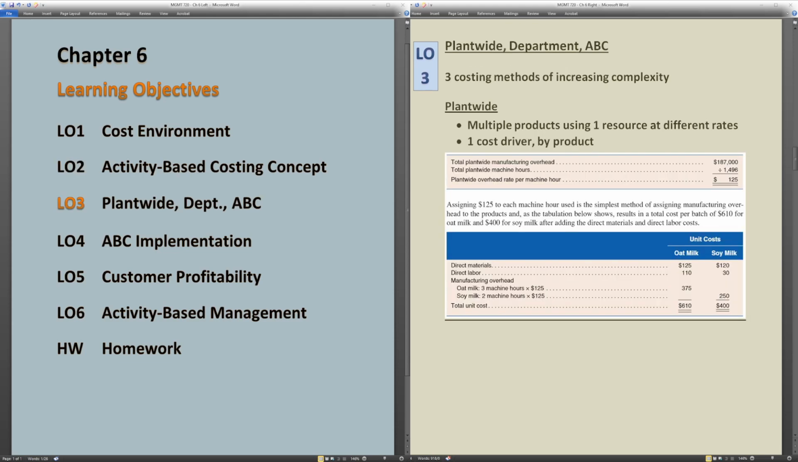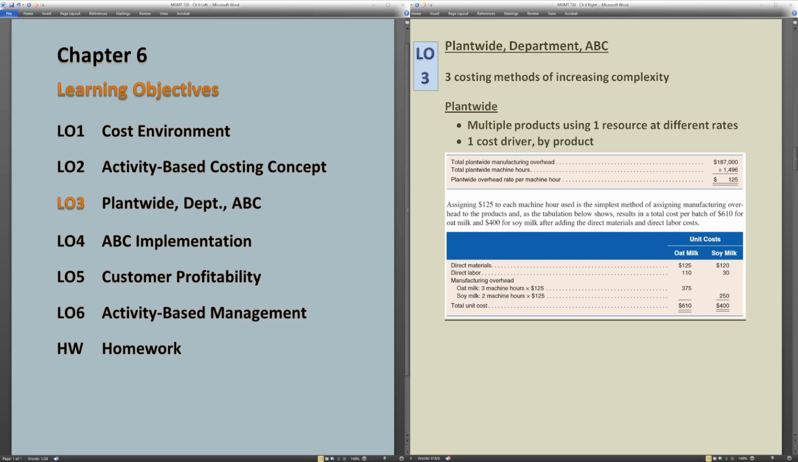So here in Learning Objective 3, we're going to go through the 3 different types of activity-based costing, from plant-wide, department, and then full-on activity-based costing. And they are sort of in increasing levels of complexity. Remember, in last chapter, we had job costing, which was essentially one type of product and one cost driver. So here, the first level of basic complexity is a plant-wide rate.